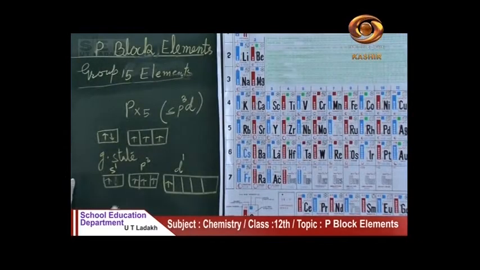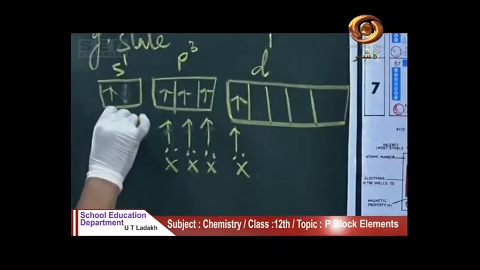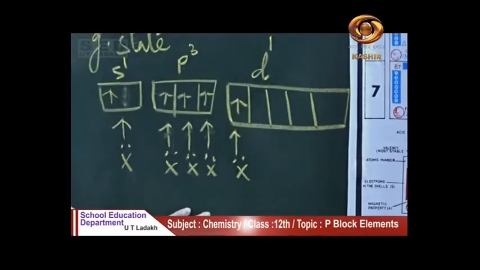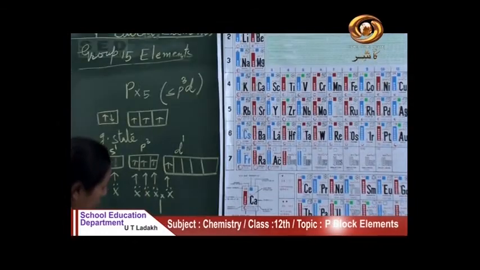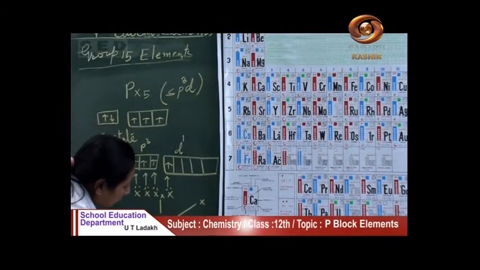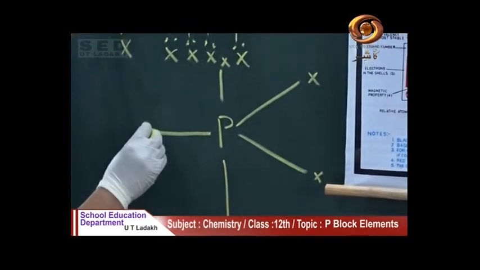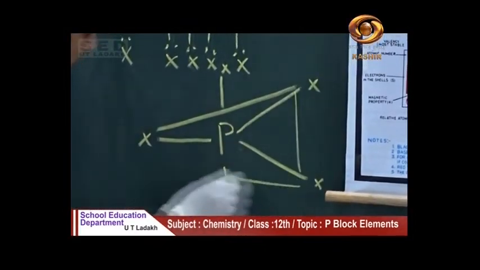Five halogens will donate with these unhybridized orbitals and show sp3d type of hybridization. And these PX5 show the structure will be trigonal bipyramid. The structure will be trigonal bipyramid.